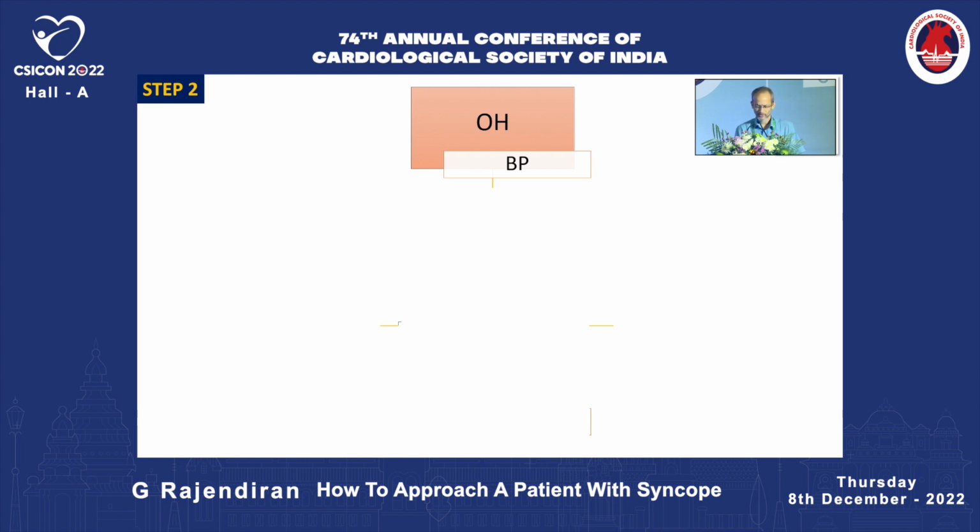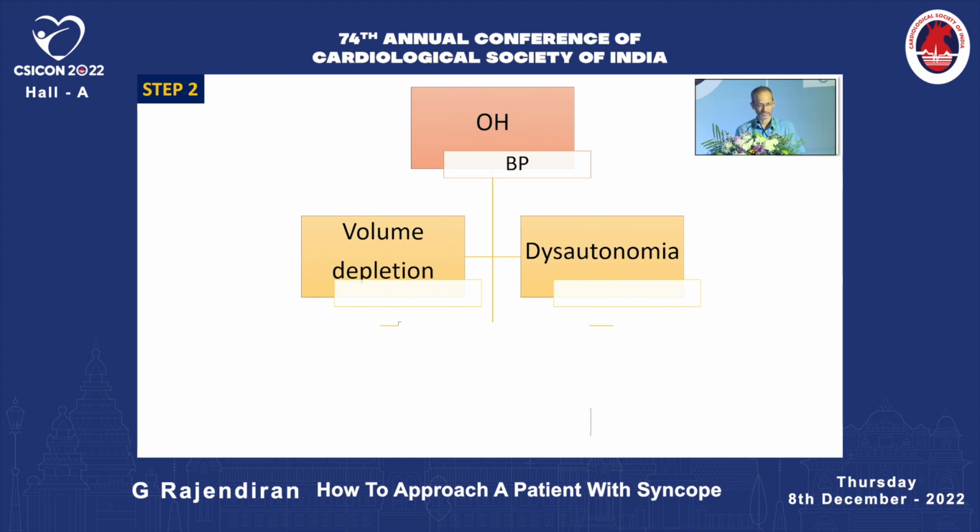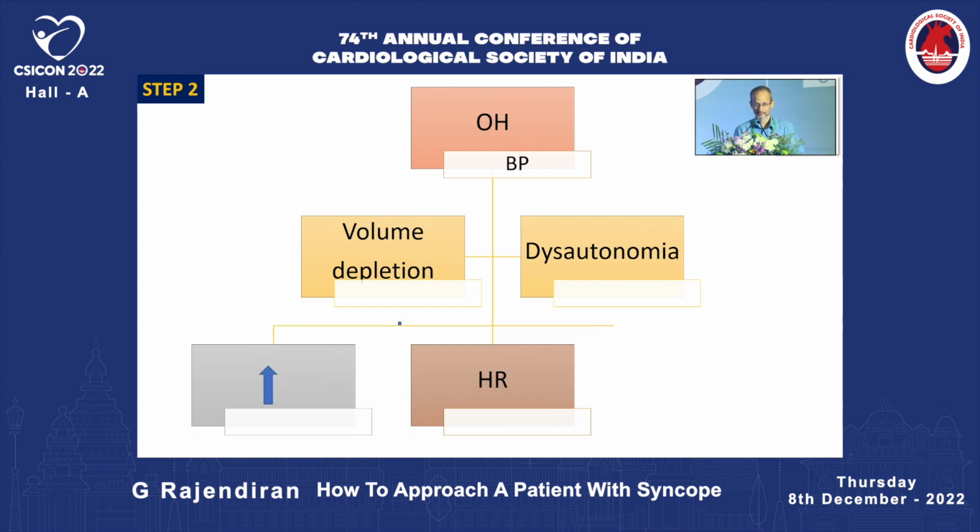Well, I was talking about orthostatic hypotension. We all know that. Blood pressure measurement. There are 2 things which can cause orthostatic hypotension. One is volume depletion, the other one is dysautonomia. How to differentiate between the two? Simplest thing is to see the heart rate. Heart rate, if it goes up on standing, it's going to be volume depletion. Doesn't change, it becomes dysautonomia.